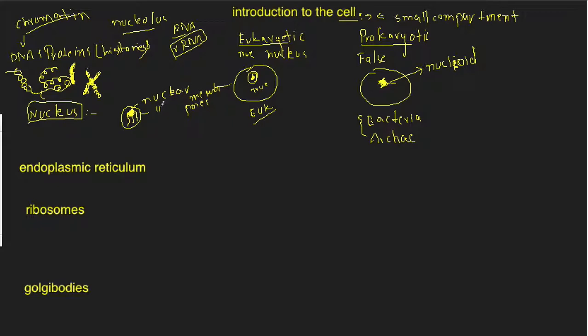I hope you find it useful. It was basically just an introduction to the nucleus and its different parts, the chromatin and the nucleolus. The second part I wanted to discuss was the endoplasmic reticulum. Basically, endo means inside.